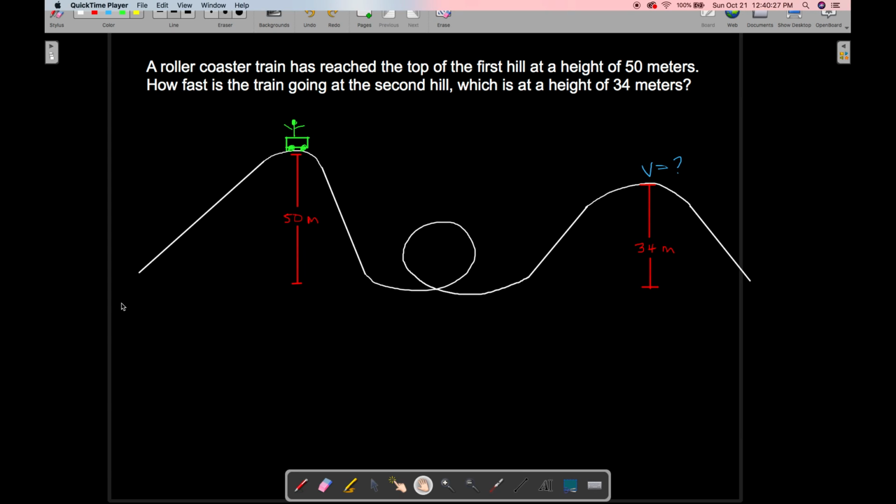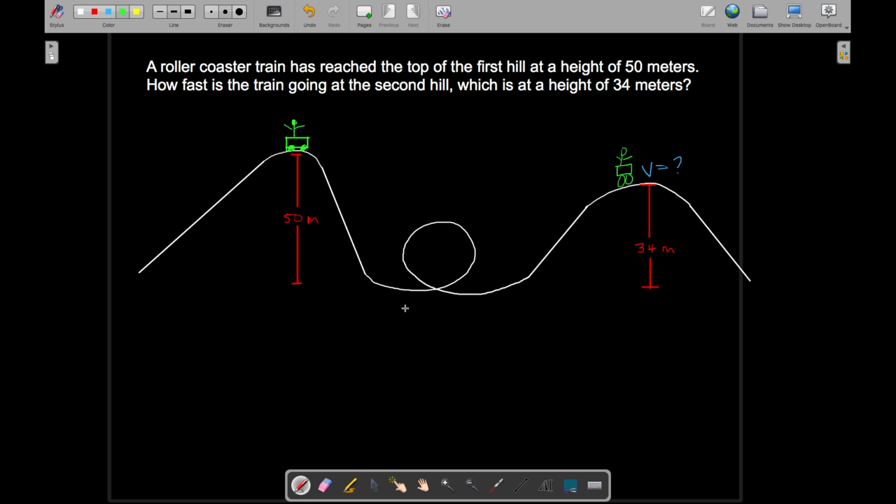In this video, we will be talking about conservation of energy. We have a question here, and it says we have a roller coaster train that has reached the top of the first hill at a height of 50 meters. So we're actually right here, and that's the roller coaster car, that's me. How fast is the train going at the second hill? So when I'm here in this situation, how fast am I going? At the second hill, it tells us that our height is 34 meters.